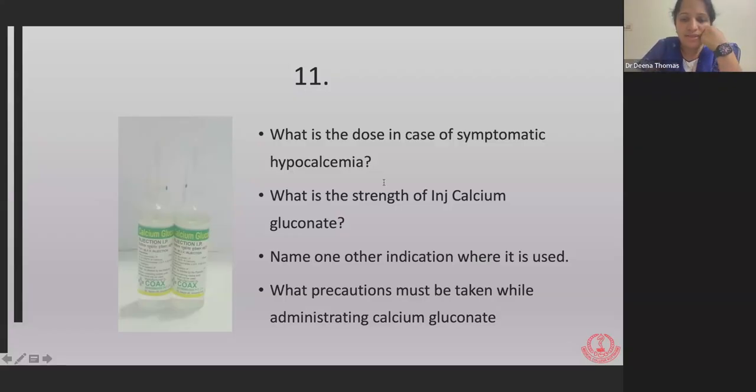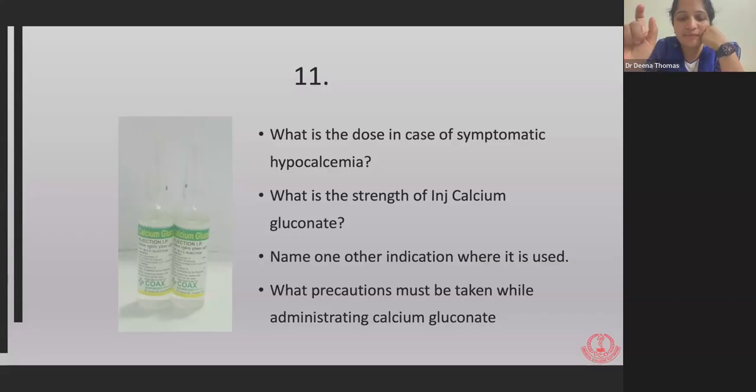Okay, very good. What is the strength of injection calcium gluconate? Good, 10%. So 10% is the strength. Next, name one other indication. So it can be used in symptomatic hypocalcemia. Very good. Dr. Nikita has written hyperkalemia, for cardiac stabilization. Many others have started answering. That is another indication where calcium gluconate can be given.